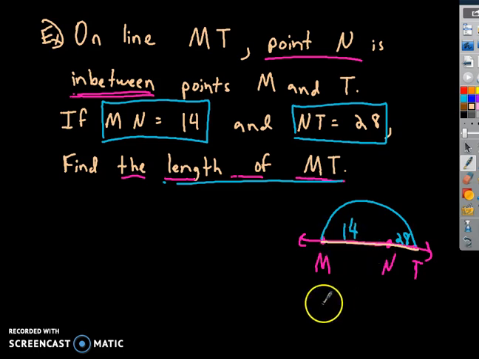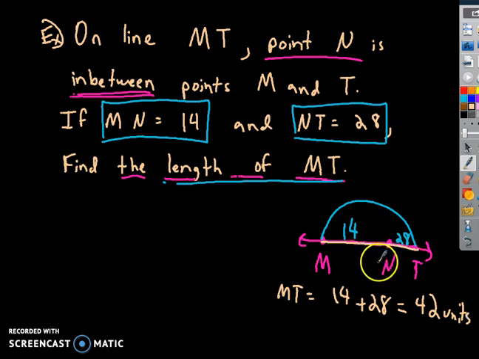So if this piece is 14, and that piece is 28, well, M to T equals the sum of 14 and 28. So that should be 42 units, whatever that unit is, feet, inches, whatever. So I know from M to T has to be 42 units long. And that's how I can find it using the sum of segments.